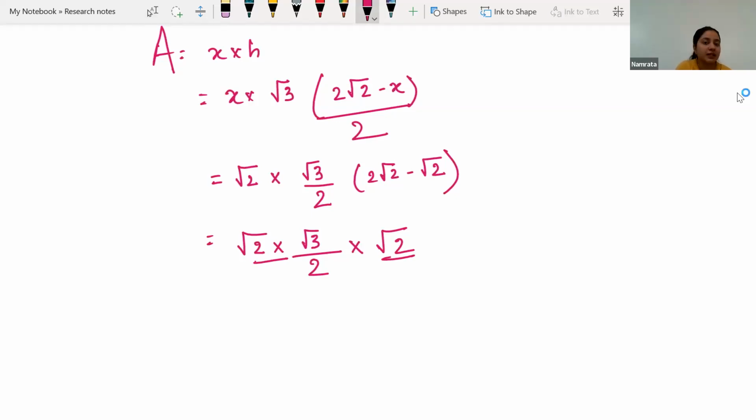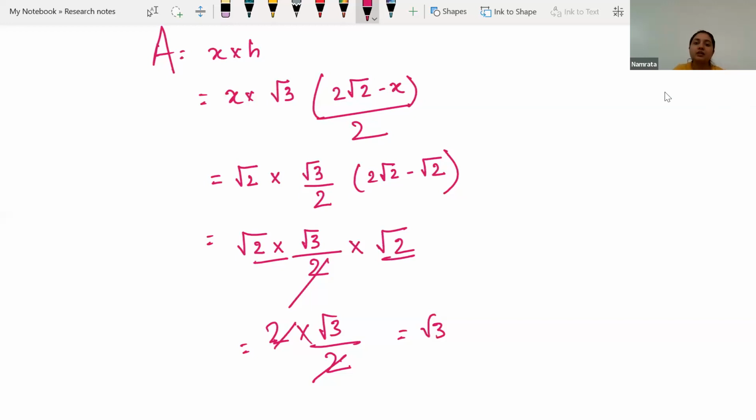This root 2 will get multiplied together and will make 2. We will cancel it with this denominator too. Okay, if you are not getting it, let me do it. So we will be having 2 into root 3 by 2. This 2 and 2 will cancel out each other and we will be having only root 3.